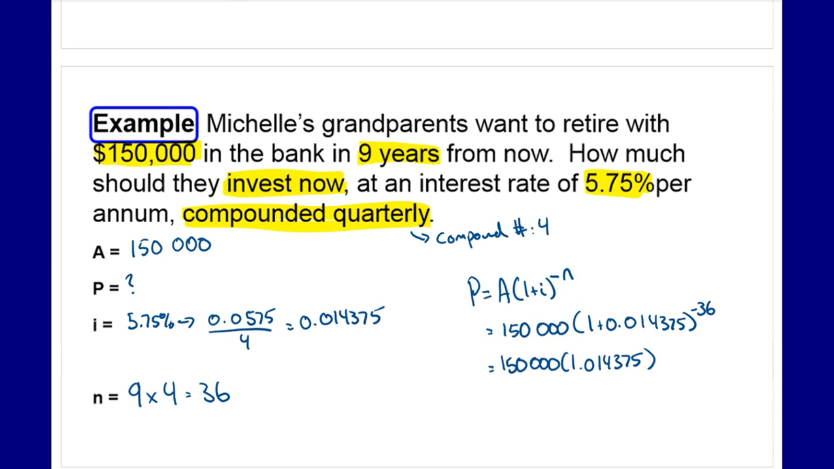1.014375 raised to the power of negative 36. Again, similar to the previous lesson, make sure that you're doing the exponent first and then multiplying, or you have to follow BEDMAS when you're going through these questions. If you have a scientific calculator, you should be able to enter it all in at once, provided that you've entered it correctly.